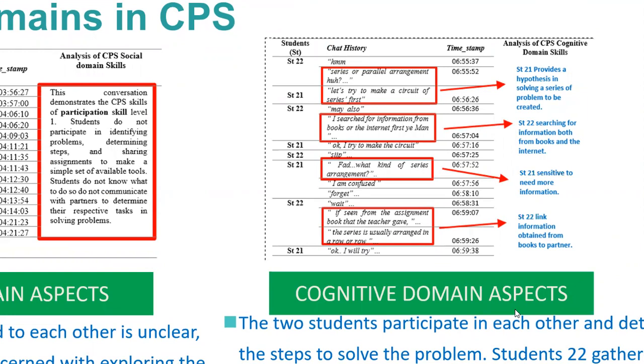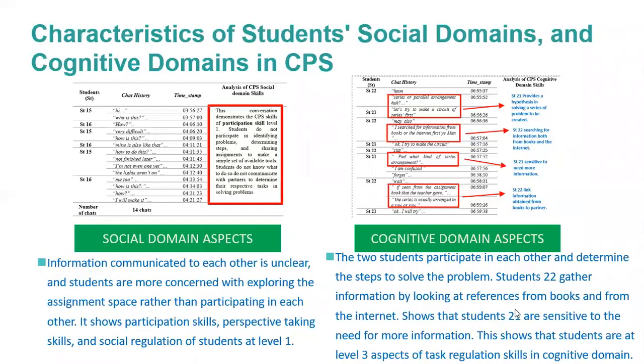In the cognitive domain aspect, the two students participate with each other and determine the steps to solve the problem. Student 22 gathers information by looking up references from books and from the internet. This shows that student 21 is sensitive to the need for more information. This shows that students are at level 3 of task regulation skill in the cognitive domain.